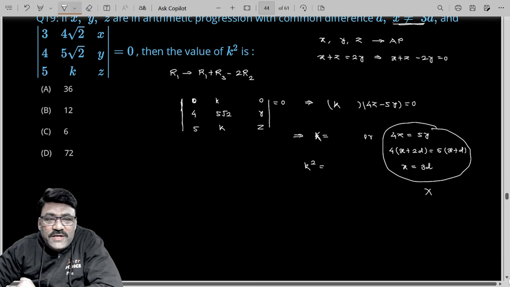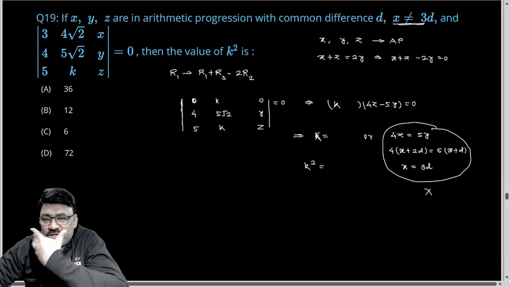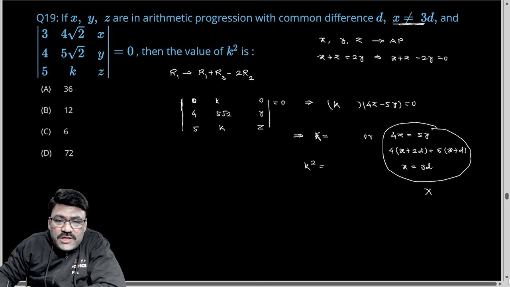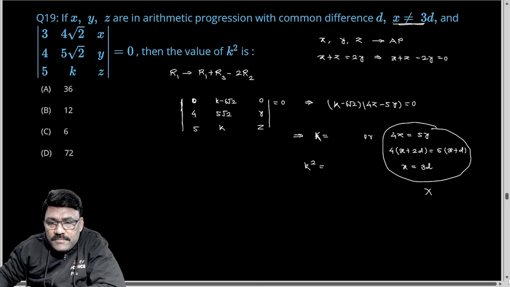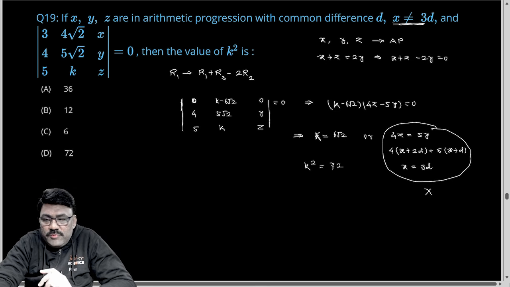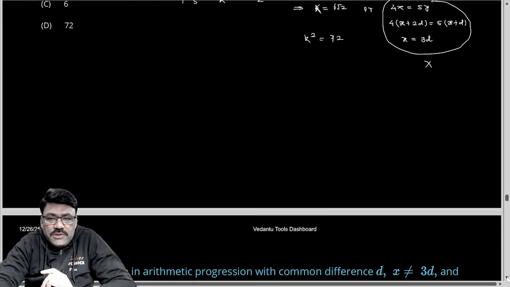Actually, if I add first plus last minus 2 times second, that is first row plus third row minus 2 times second row, I will get 4 root 2 plus K minus 10 root 2. So actually it will be K minus 6 root 2. So K will be 6 root 2, and K square will be 72. Means option D should be the correct option.